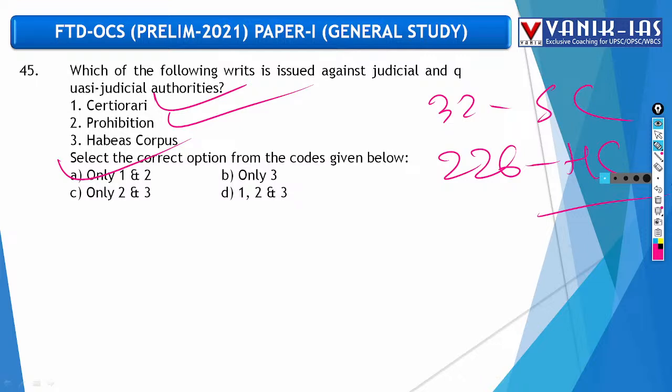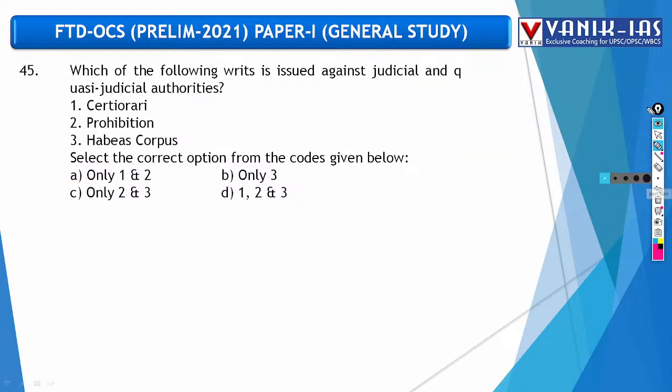There are five types of writs: mandamus, quo warranto, certiorari, prohibition, and habeas corpus. Habeas corpus is issued when a person is detained. Mandamus is to perform a duty, right? Quo warranto asks under what authority you have acquired a public office. These are the five writs that can be issued.